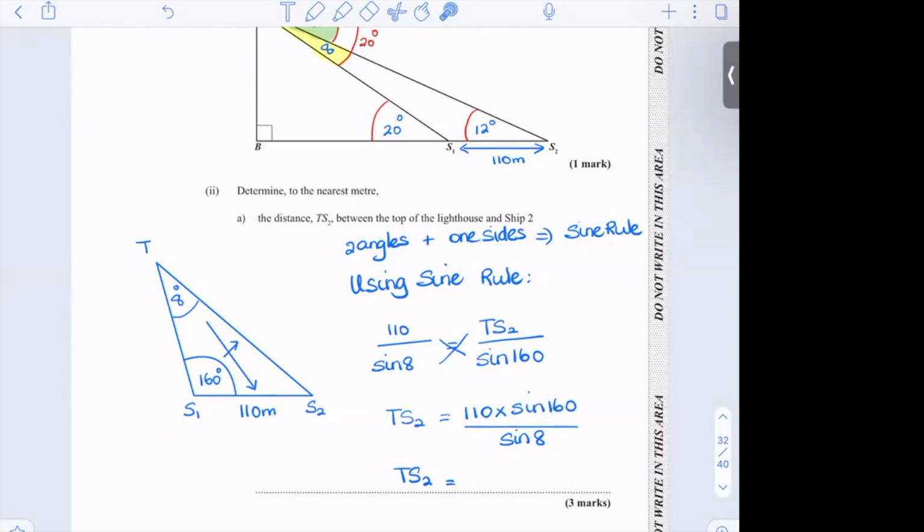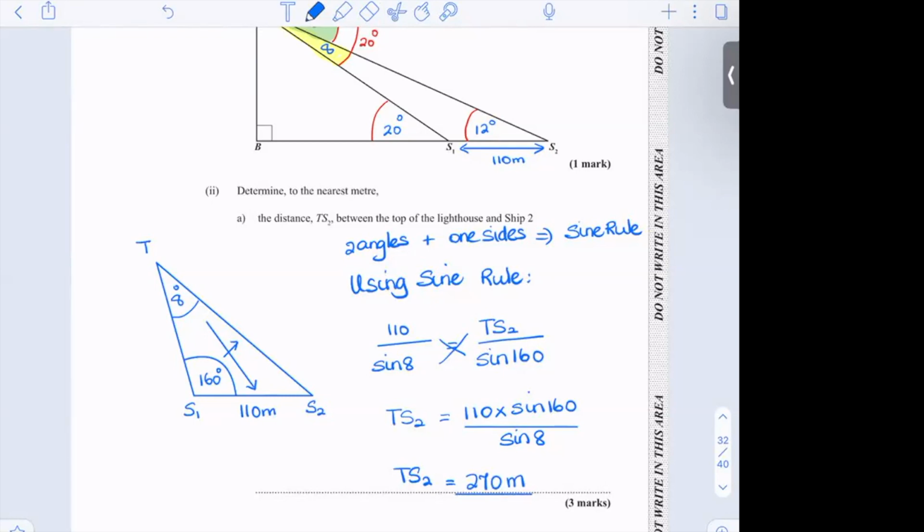Give me, Miss, the answer for 2. Go ahead. 4.702. No. 110 multiplied by sine 160 divided by sine of 8. 270, miss. Yes, 270 meters. Check it back, Nathaniel. Could anybody else confirm Josiah's answer?